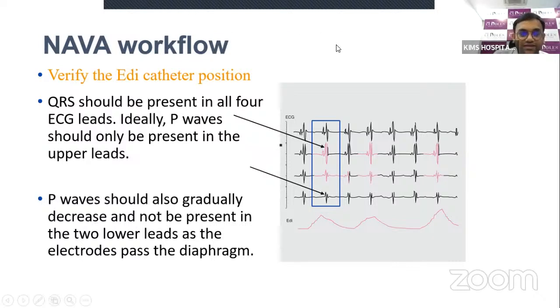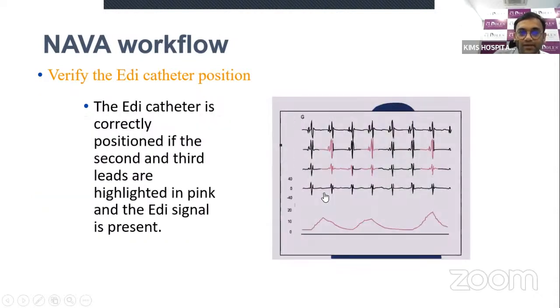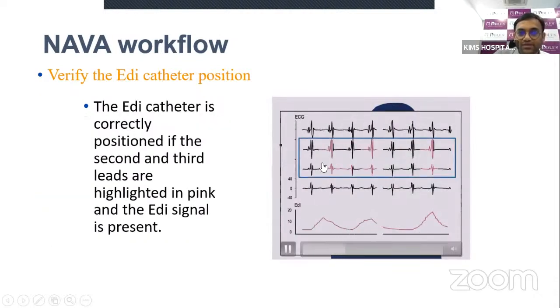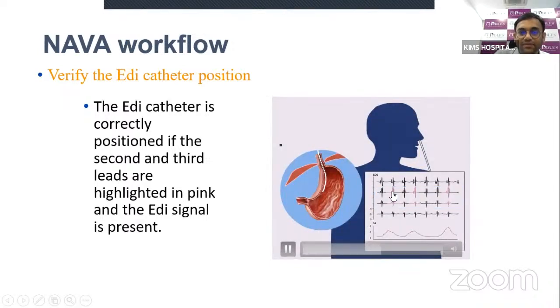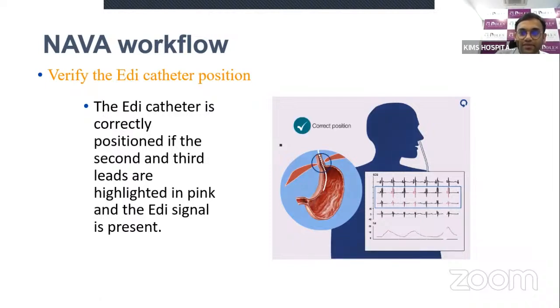Once we have inserted the EDI catheter, we need to see whether the catheter position is in place or not. Ideally, when you have inserted the EDI catheter and selected the NAVA mode, there will be an EDI signal and also ECG waves. There are 4 ECG waves present in the 4 leads. When properly inserted, the P wave should be present only in the first 2 leads. As we go down, in the third and fourth, the P wave should not be there. If you correctly position the EDI catheter, the second and third leads will be in a pink color. When the second and third are pink, it suggests that the EDI catheter is in the correct position. Here the second and third are pink, so your EDI catheter is in the correct position.